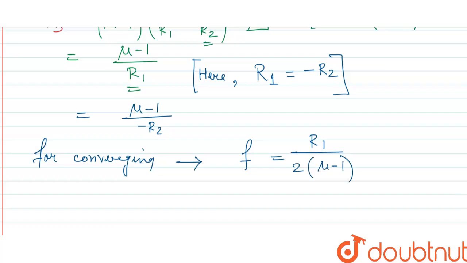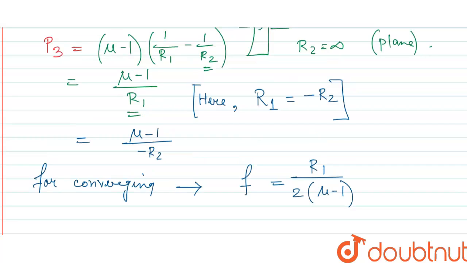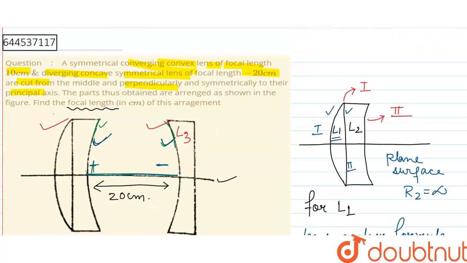We know that for converging, what will be the focal length? The formula for focal length is the radius of curvature R1 by 2 into (mu minus 1). And in the question it is written that for the converging lens, the focal length is 10 centimeters. See the previous line, a symmetrical converging convex lens of focal length 10 centimeter. And for the diverging, the focal length is minus 20 centimeters.